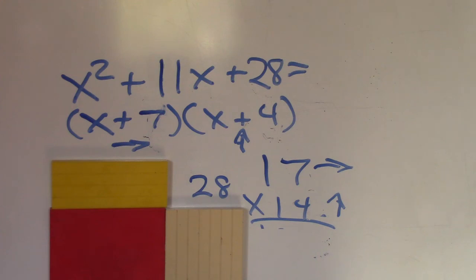Oh my god. See, you always try to make it hard. X squared, 11x, and 28 is your answer. X plus 7 times X plus 4 is X squared, 11x, and 28.